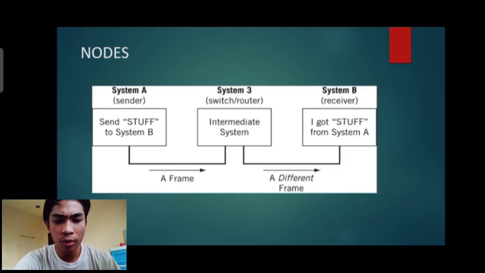So here is the visual representation of the nodes. The line that has the arrow represents the message that is passed from system A to system B. It's like a message that has been passed.